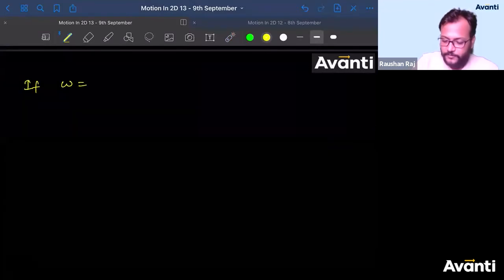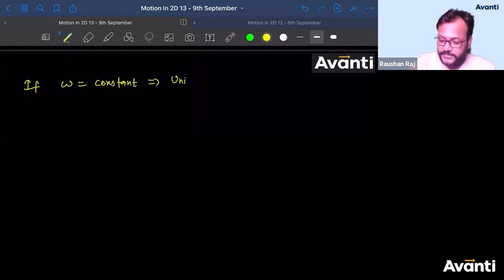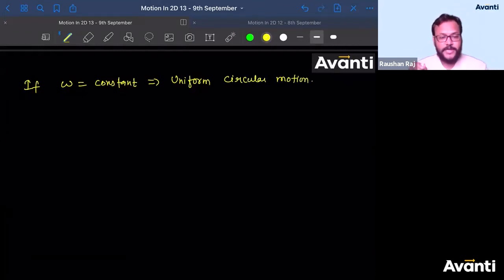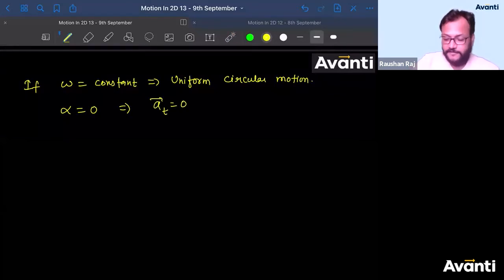If omega is constant, and when omega is constant, what does that mean? That means uniform circular motion. If omega is constant, that means the angular speed is constant. It's not zero. Then can I say that alpha will be zero? If alpha will be zero, can I say AT will be zero? If AT will be zero, can I say linear acceleration will be equal to AR only, and that will be nothing but minus omega square R into R cap.